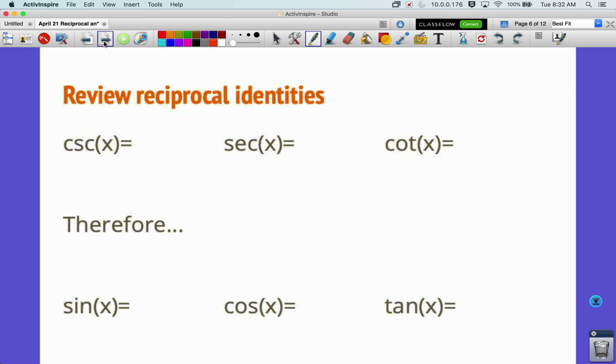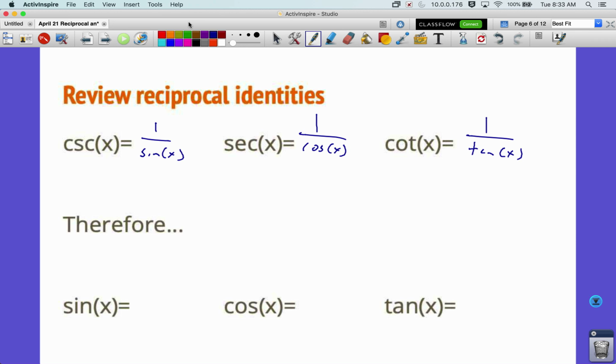All right. So here are the identities that we have so far. We know that cosecant of x is equal to 1 over sine of x. Secant is 1 over cosine of x. Cotangent is 1 over tangent of x.